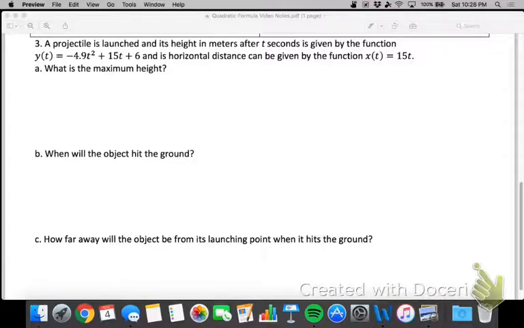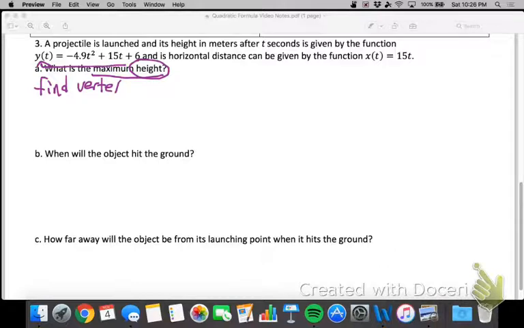So, what is the maximum height? It's asking about height. That's this one, because this one tells me its height. It's a vertical height, right? And the maximum height of a parabola would be its vertex. So this is just asking me to find the vertex.